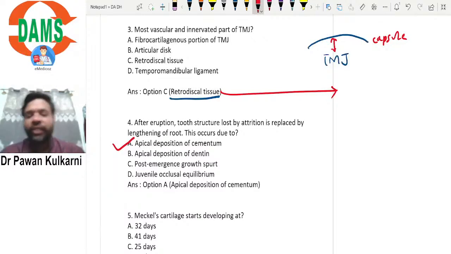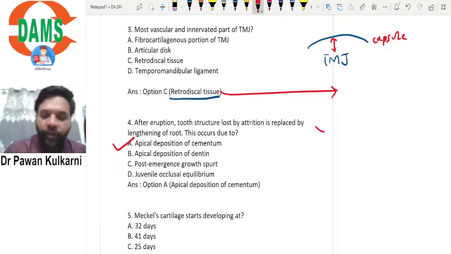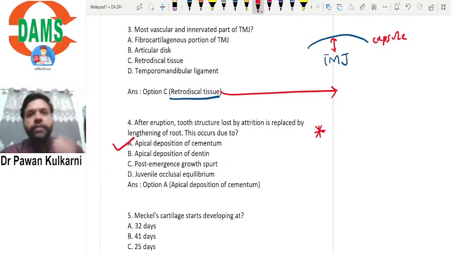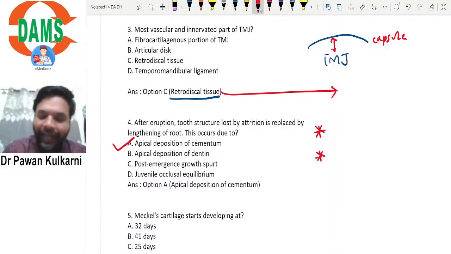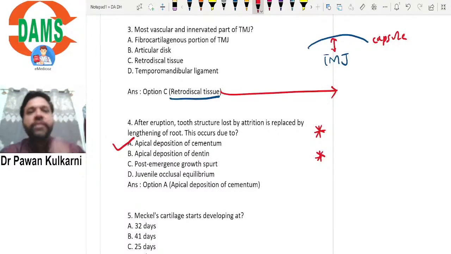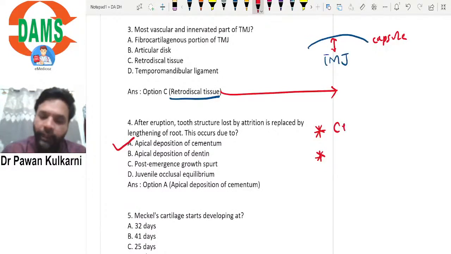Here we have to remember two things. First, there is a deposition of cementum in the apical part of the root. Thereby there will be lengthening of the root, which will help in maintaining the occlusal height. Now the question we can expect here is, what kind of cementum is deposited? Is it cellular or acellular? It is cellular cementum.